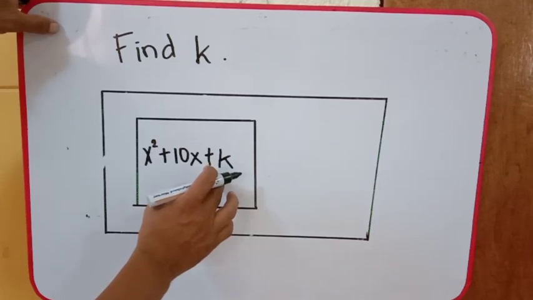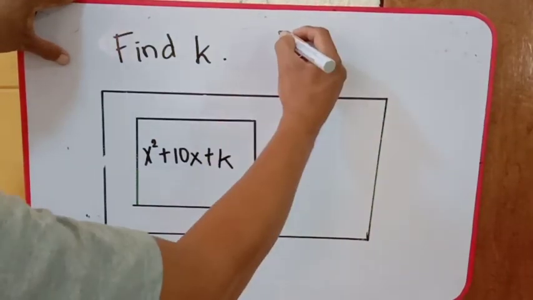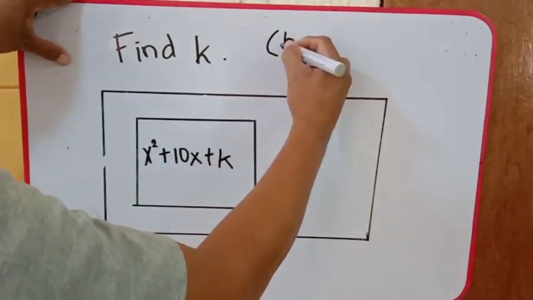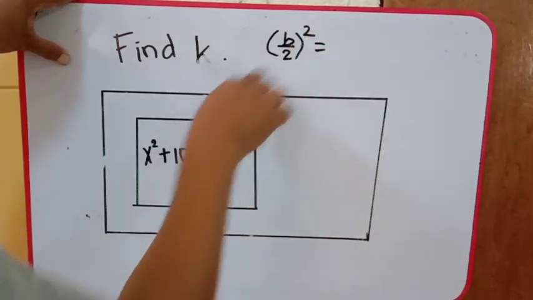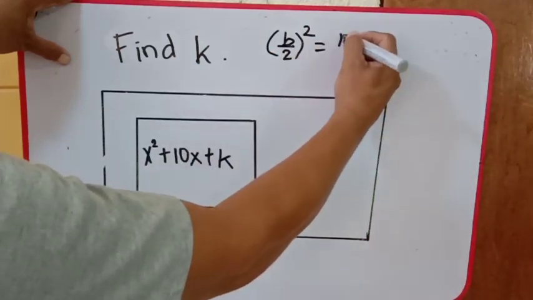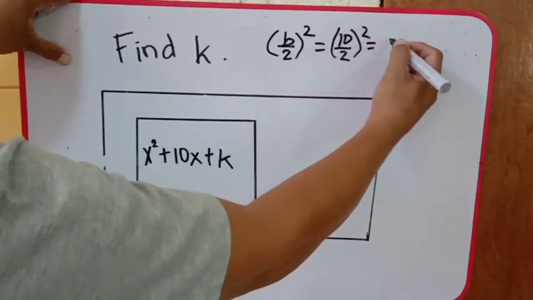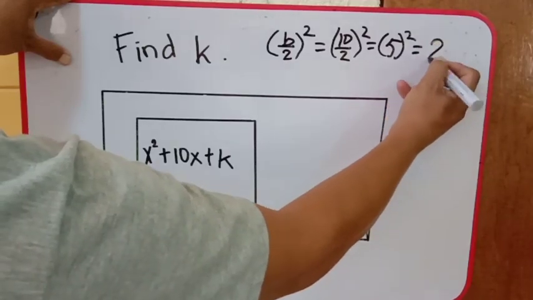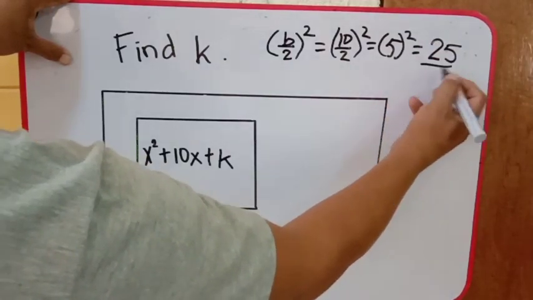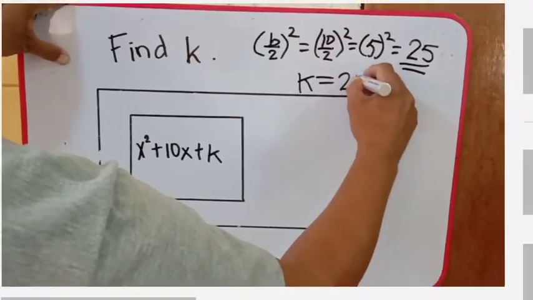So ito lang ay yung ginawa natin nung lesson task 3, kung saan para makuha natin yung last term ay the square of b over 2. Okay, substitute the value of b. b is 10 over 2. So, 10 over 2 equals 5. And the square of 5 equals 25. So that the value of k is equal to 25.